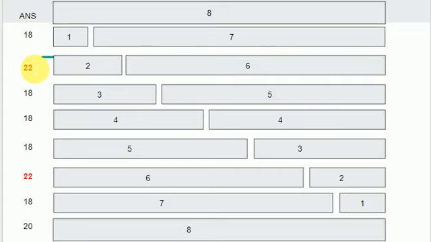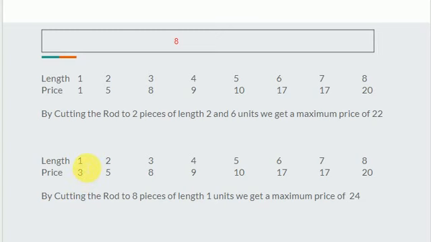Okay. So this is the question. Now one more thing. If I change the price list, and by selling 1 unit length rod I will get 3 rupees, in such a case the answer will differ. In that particular combination, I have to cut the rod into 8 pieces. There is one possible combination where I can cut the rod into 8 pieces of 1 unit length each, and by selling each 1 unit length rod I will get 3 rupees. So 8 into 3, 24 rupees. So the maximum price that I can get is 24.